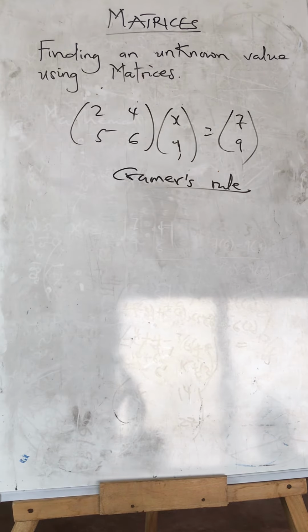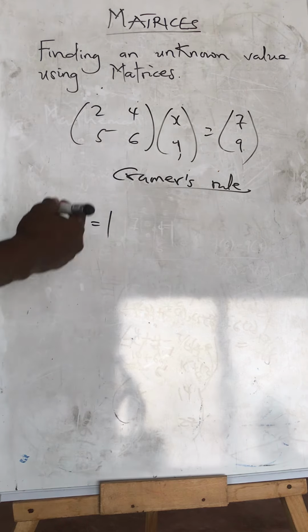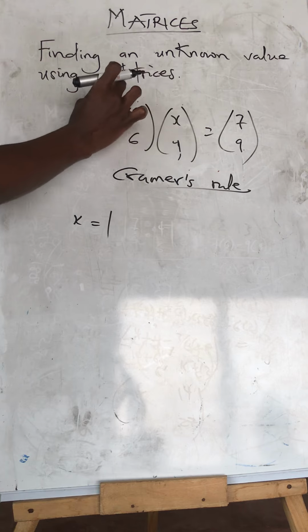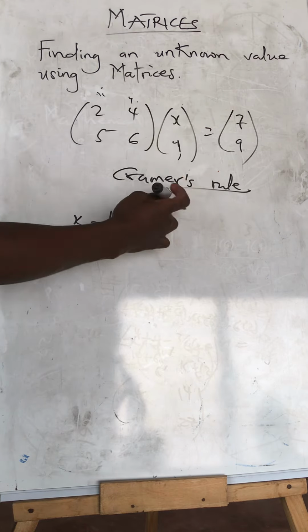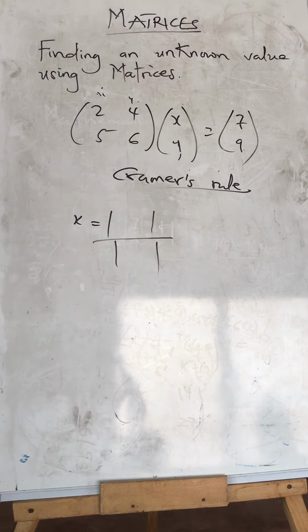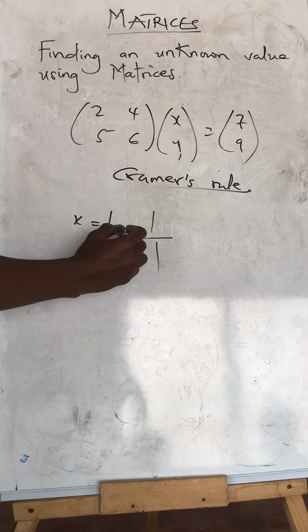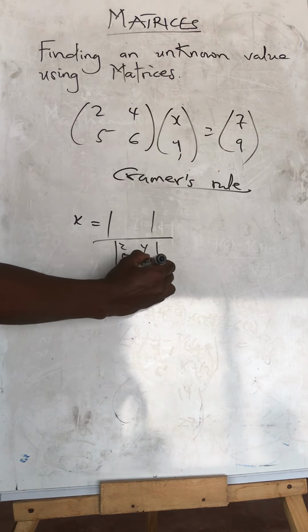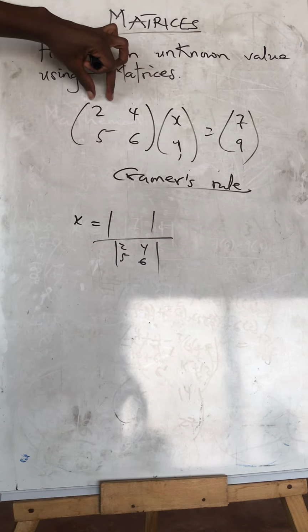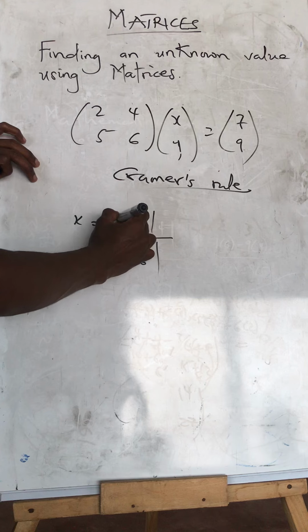So what we do now to find x, just like the multiplication process, when you are multiplying this, it's something like this: x times this plus those things. With this one, the denominator is the determinant of this actual matrix, so 2, 4, 5, and 6. But for the numerator, you take off this column, 2 and 5, and replace it with this.